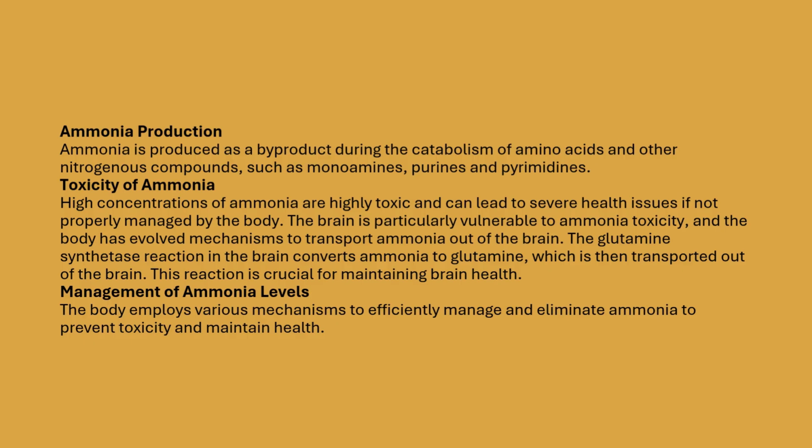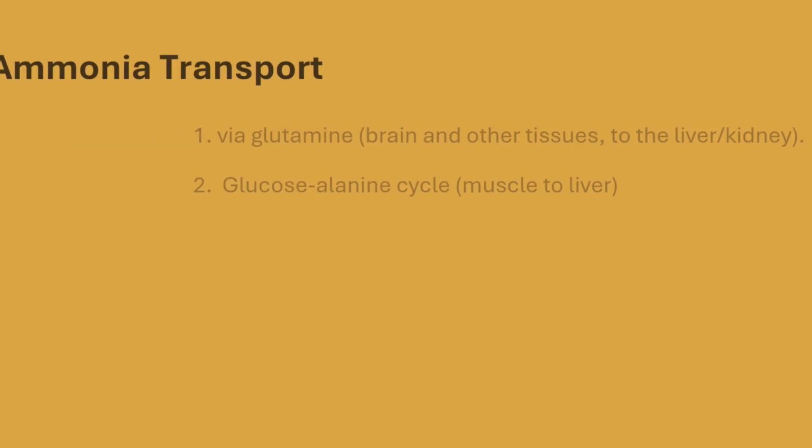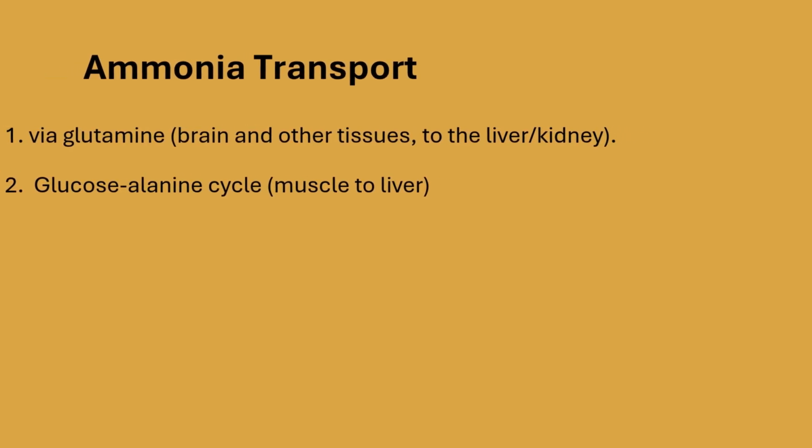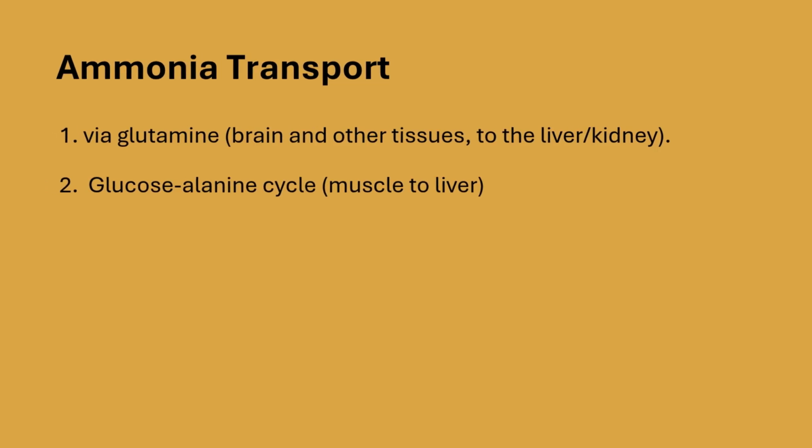Management of ammonia levels. The body employs various mechanisms to efficiently manage and eliminate ammonia to prevent toxicity and maintain health. Ammonia is transported from the brain and some other tissues to the liver or kidney via glutamine. However, ammonia is transported indirectly from the skeletal muscle to the liver via the glucose-alanine cycle. The glucose-alanine cycle is very important during fasting or starvation.